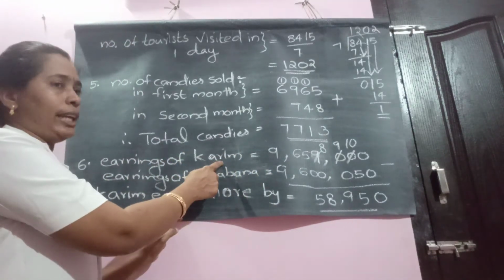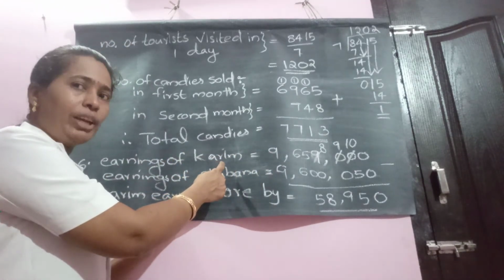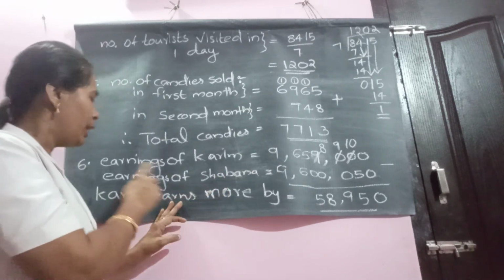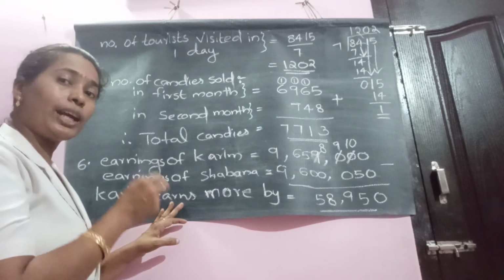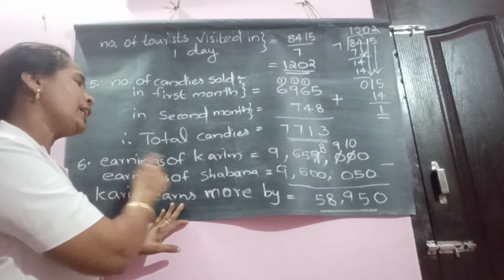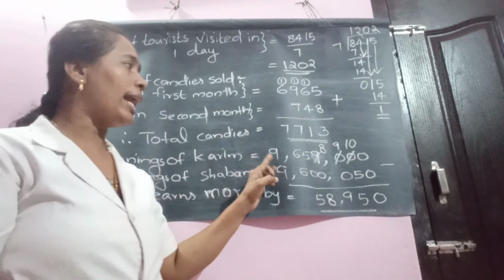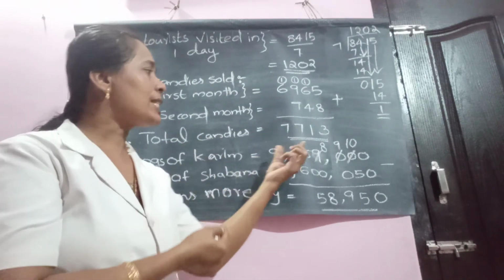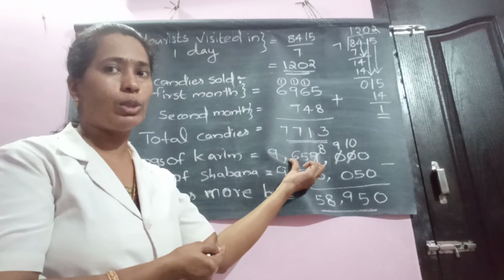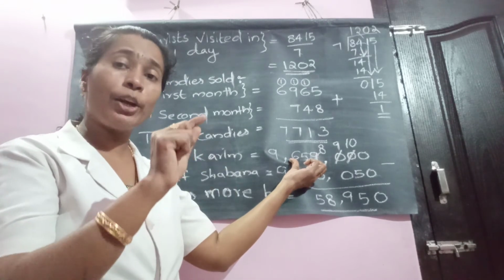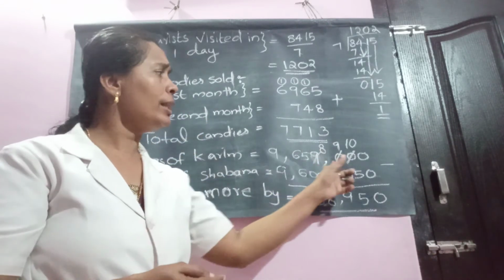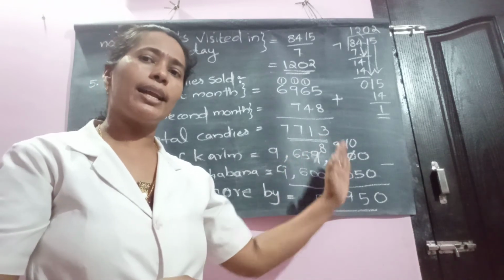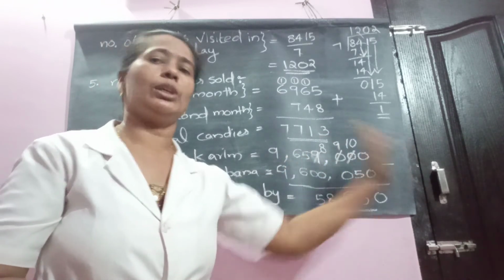Come to the last question: earnings of Karim. The number name is given, and we have to write the corresponding numeral for the same. Earnings of Karim is given as 9 million. Instead of million, the teacher put a comma. 659, and instead of thousand, a comma. There is nothing given, so we have to replace hundreds, tens, ones by 0, 0, 0.